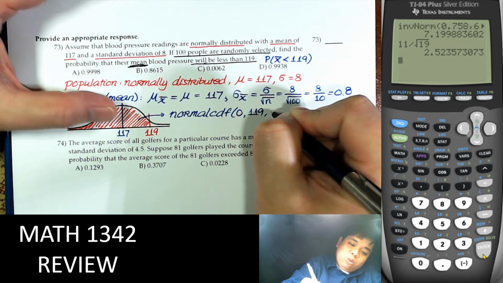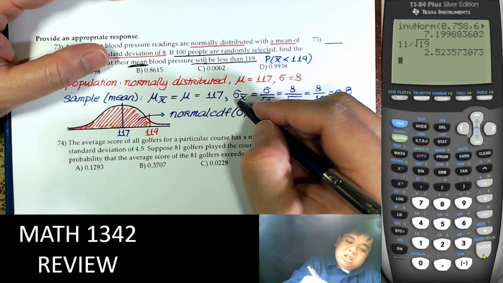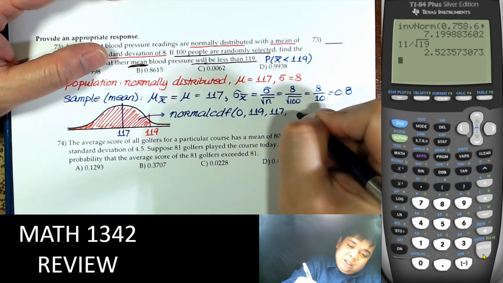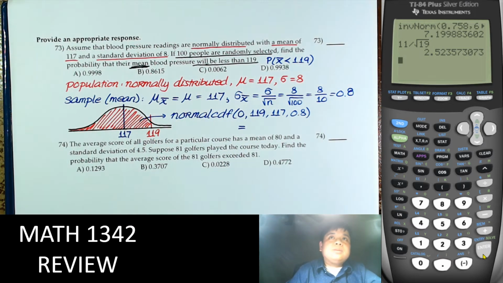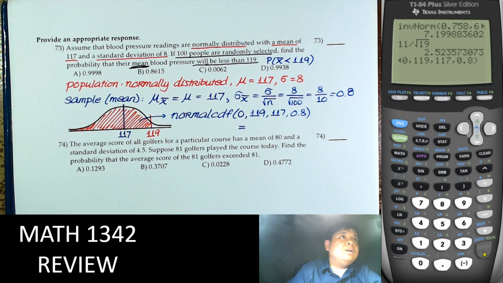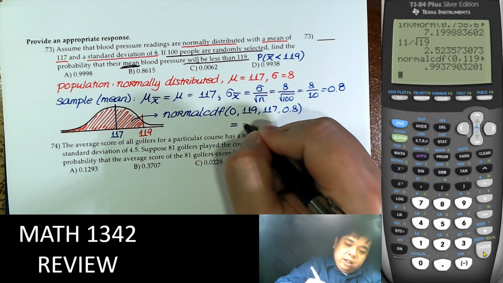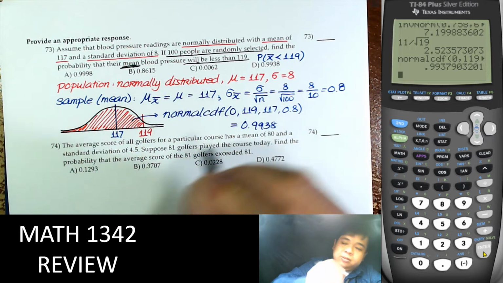The mean is 117. But notice that we have to use the standard deviation of the sample mean. So 0, 119, 117, and 0.8. Now we have 0.9938.